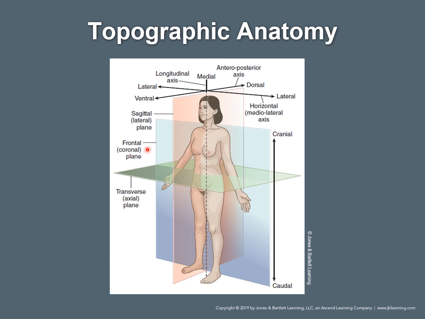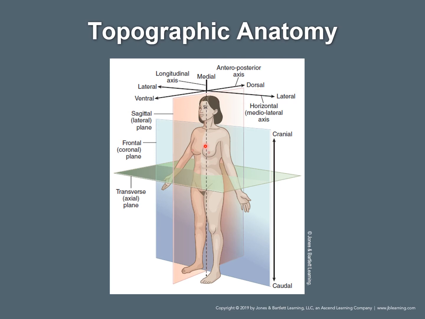You have the frontal or coronal plane. This divides the body vertically from ear to ear into front, or ventral, and back, or dorsal, portions. So we're talking about this blue rectangle here.